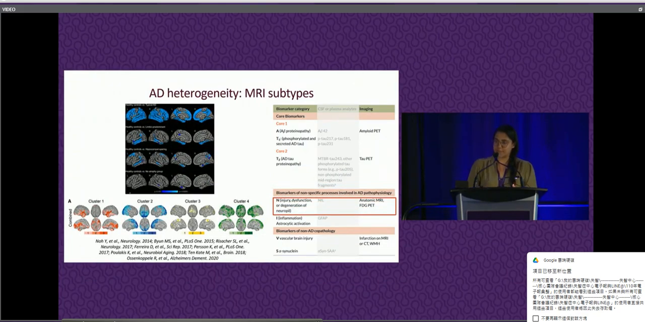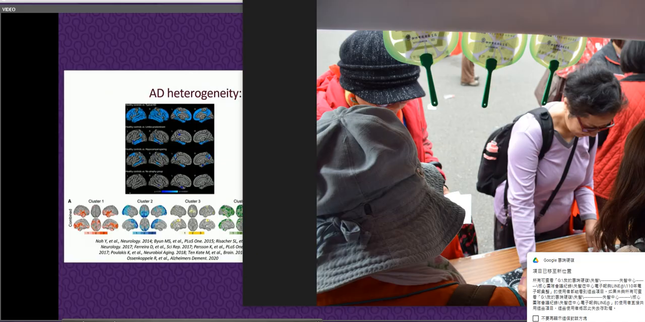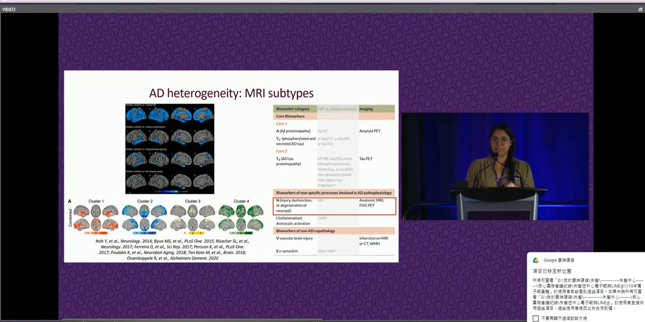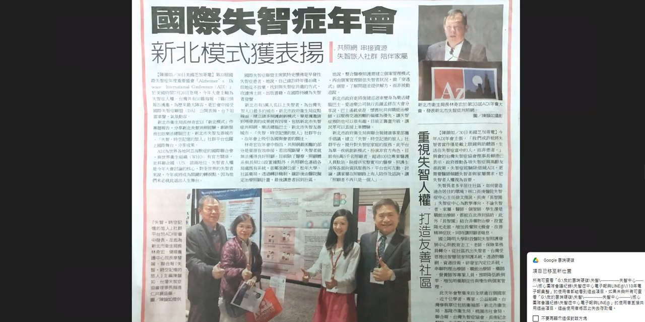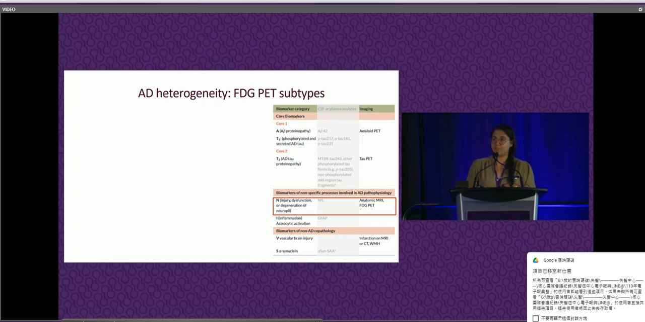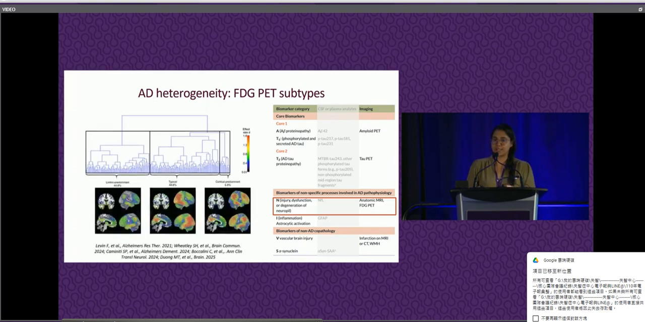Then coming to the non-specific markers, looking at neurodegeneration in particular. If we think about structural MRI, very similar to tau PET data, we've seen corticolimbic atrophy patterns representing atrophy subtypes in several of the previous studies. And when talking about neurodegeneration, we also have the FDG PET imaging modality. And in recent years, again, studies have now identified subtypes of FDG PET that reflect hypometabolism patterns in the brain, yet again reflecting corticolimbic patterns.